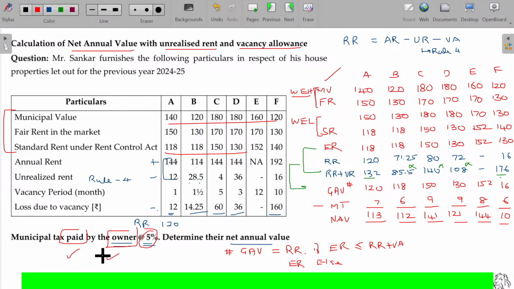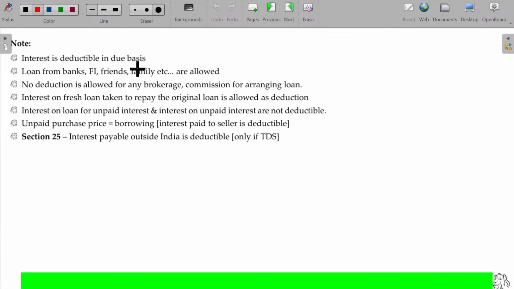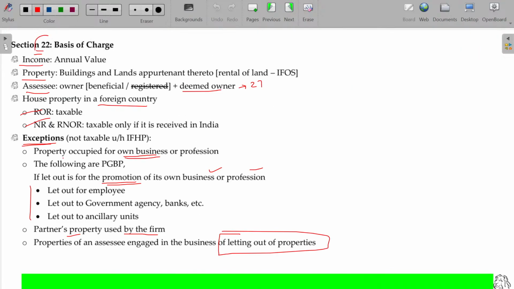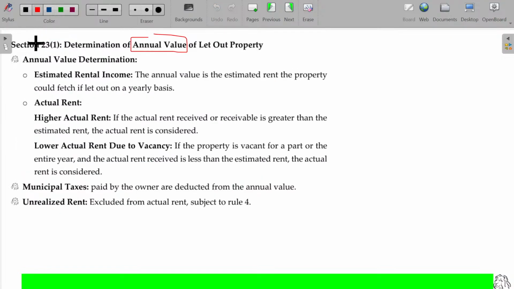Now we'll deal with the interest calculation. See here, we have completed section 22. Then we have completed section 23 clause 1, determination of annual value if the property is let out. First you have to find out the estimated rental income. The annual value is the estimated rent the property could fetch if it is let out on a yearly basis.